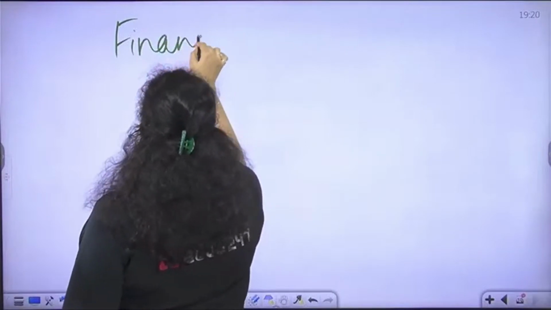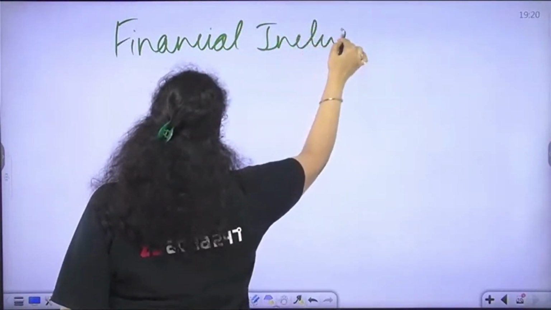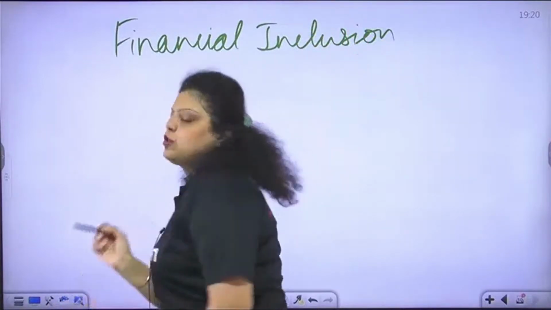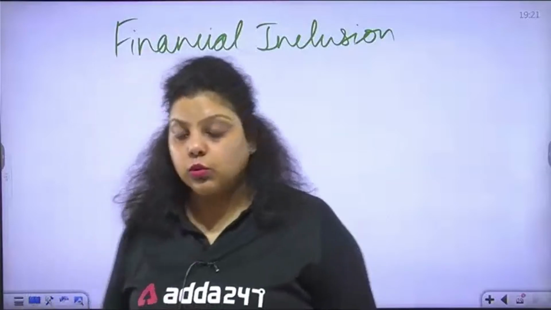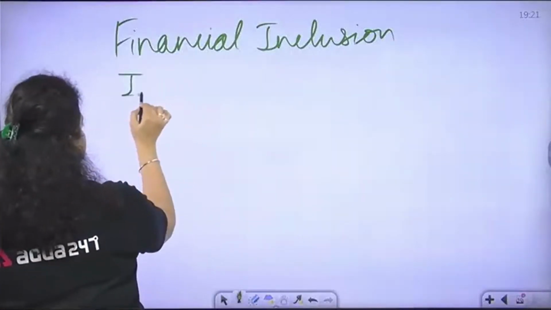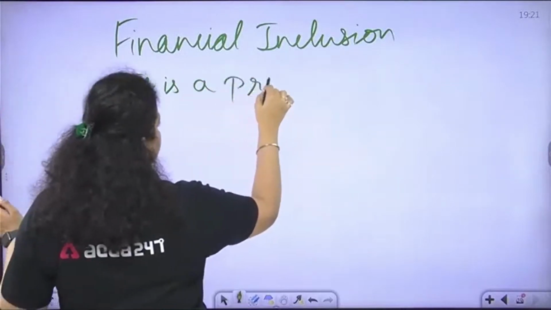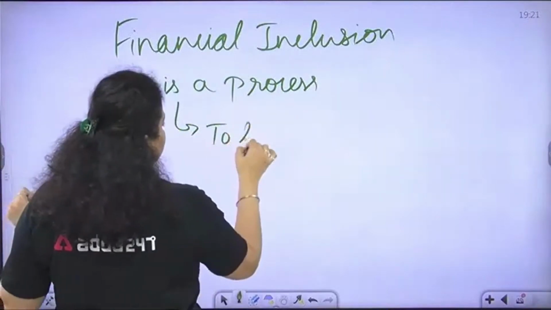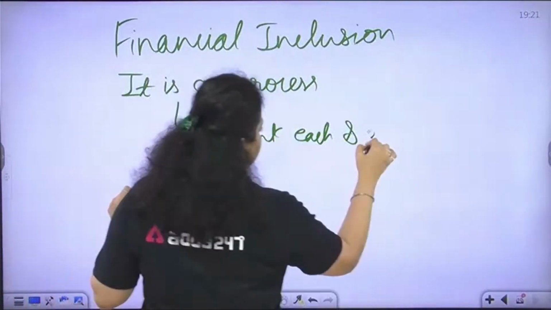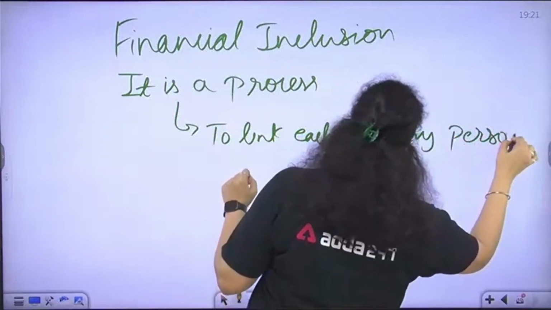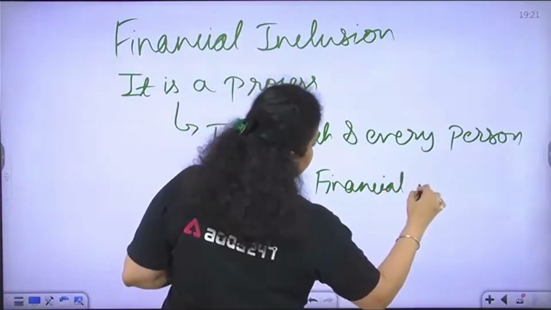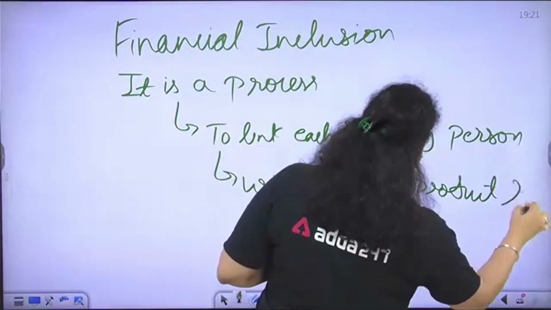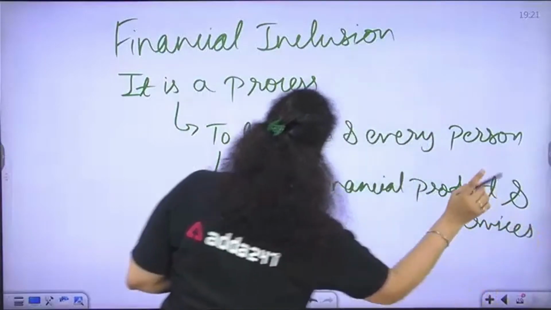Now, if I talk about financial inclusion, do remember certain things about it. Providing banking services is not the right definition for financial inclusion, because each and every bank is providing services, but each and every bank is also charging a high fee on the services. So what is financial inclusion? It is the process of linking each and every person with financial products and services, and that too at an affordable cost.